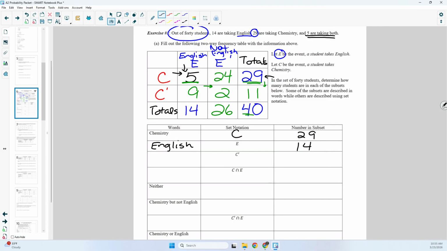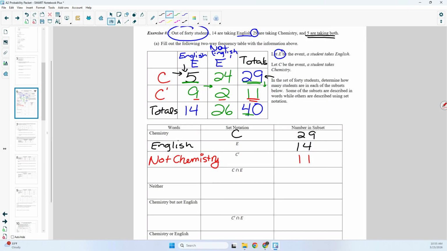The rest of them we're going to be able to find more easily now that we have a two-way table of them. So this is C complement, which means not chemistry. So everything but chemistry, if we think about what our complement means with that little apostrophe. So how many students are not taking chemistry? I don't use the 9 or the 2, because those things have to do with English also. I go all the way over to find the total for chemistry.